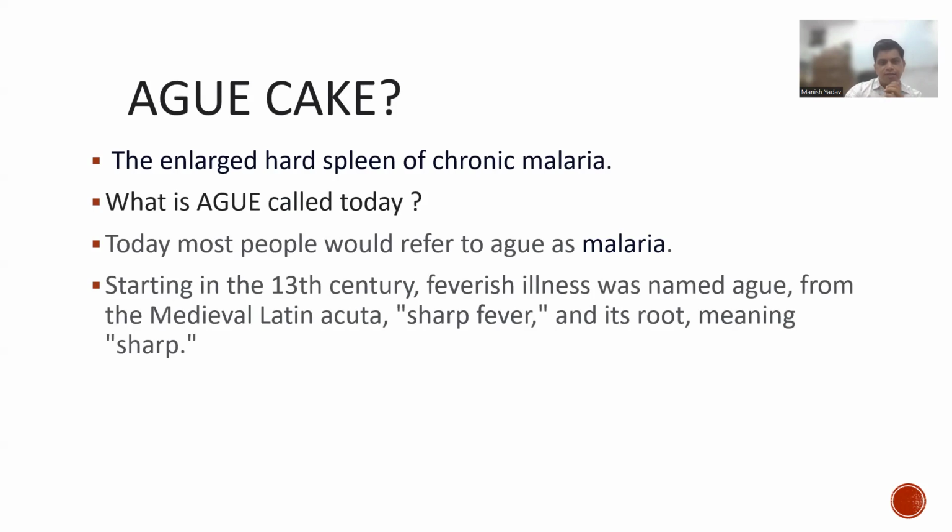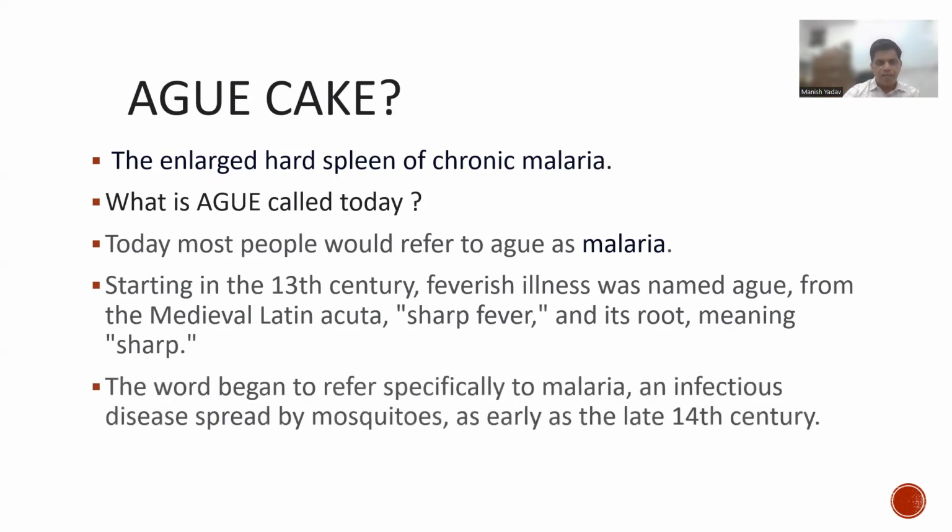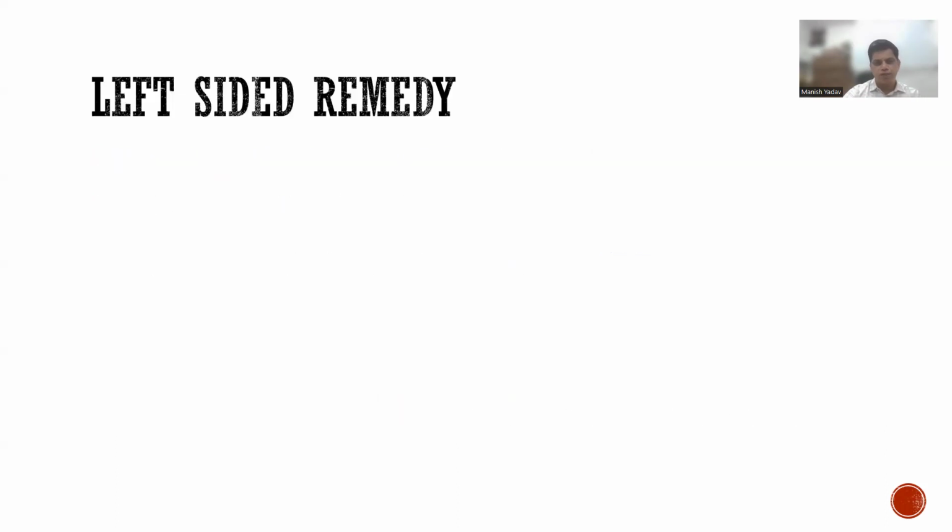Starting in the 13th century, feverish illnesses were named ague, from sharp fevers, and its roots remained. So ague means sharp, basically. Before it was termed malaria, people used to say that it is an ague fever. The word began to refer specifically to malaria, an infectious disease spread by mosquito, in the 14th century.